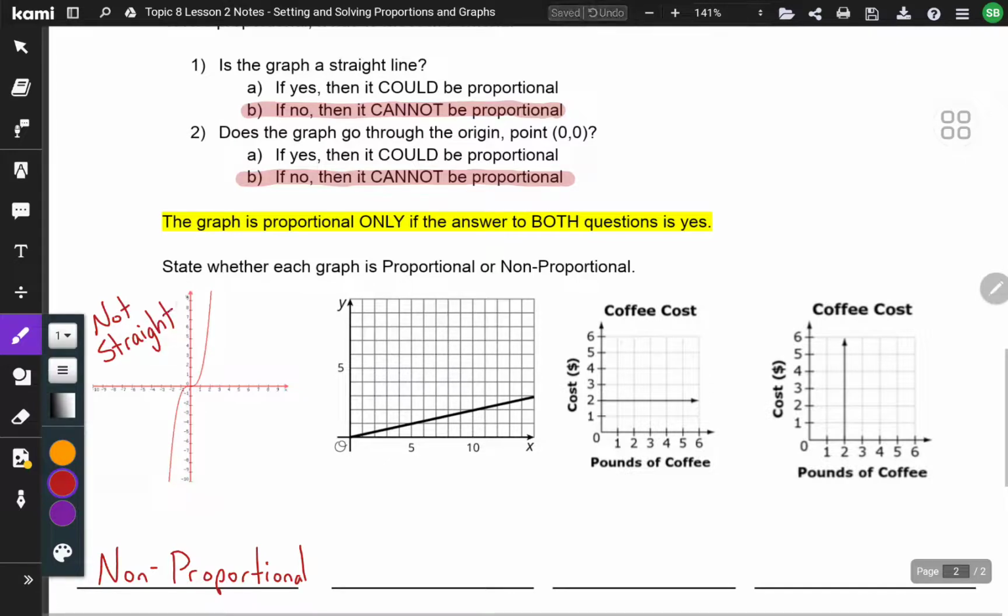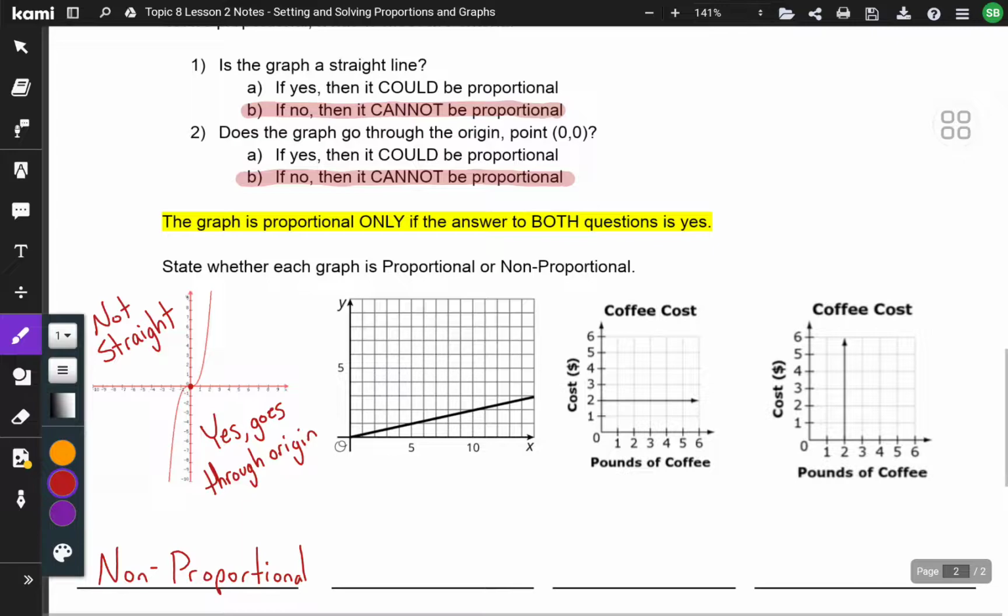Now, I can ask, does it go through the origin? Remember that 0, 0 point right in the middle there? It does go through that. So, yes, goes through origin. But I know that it is not proportional because it is not a straight line. You'll see when you get into the practice and the exit ticket on the Google form, you'll see that it asks you if it is or is not proportional, if it is or is not straight, and if it does or does not go through the origin. Remember, you got to make sure you click all those answers.